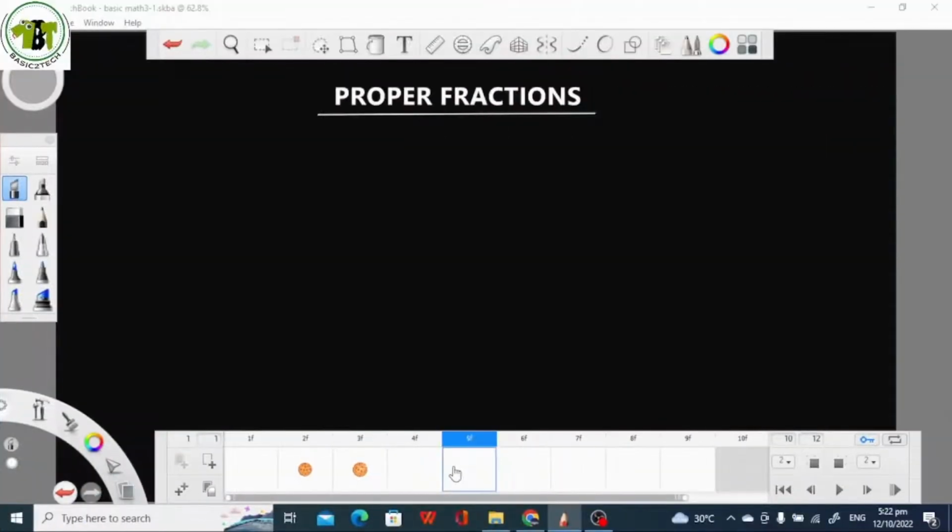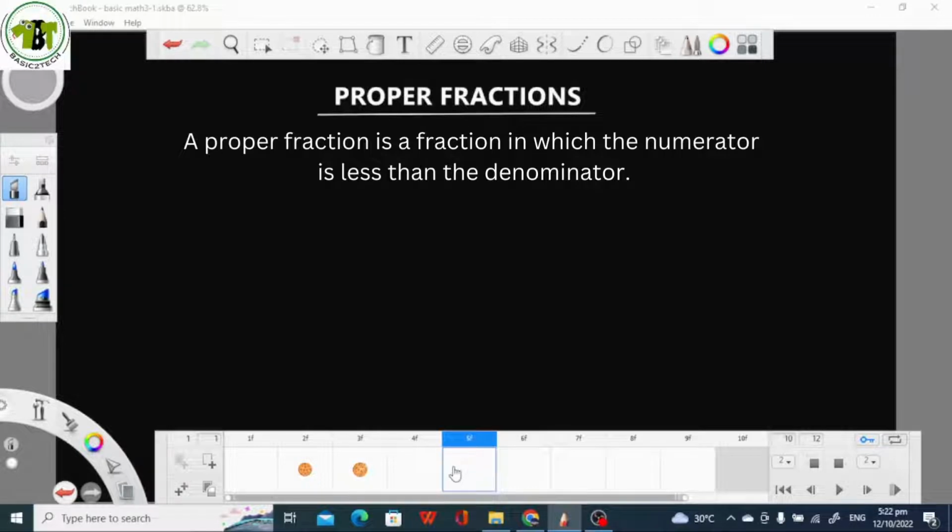Let's look at the different types of fraction. The first one is proper fraction. A proper fraction is one in which the numerator is less than the denominator. For example, we have 2 over 7. 2 is the numerator and 7 is the denominator, and 2 is less than 7. This is a proper fraction.